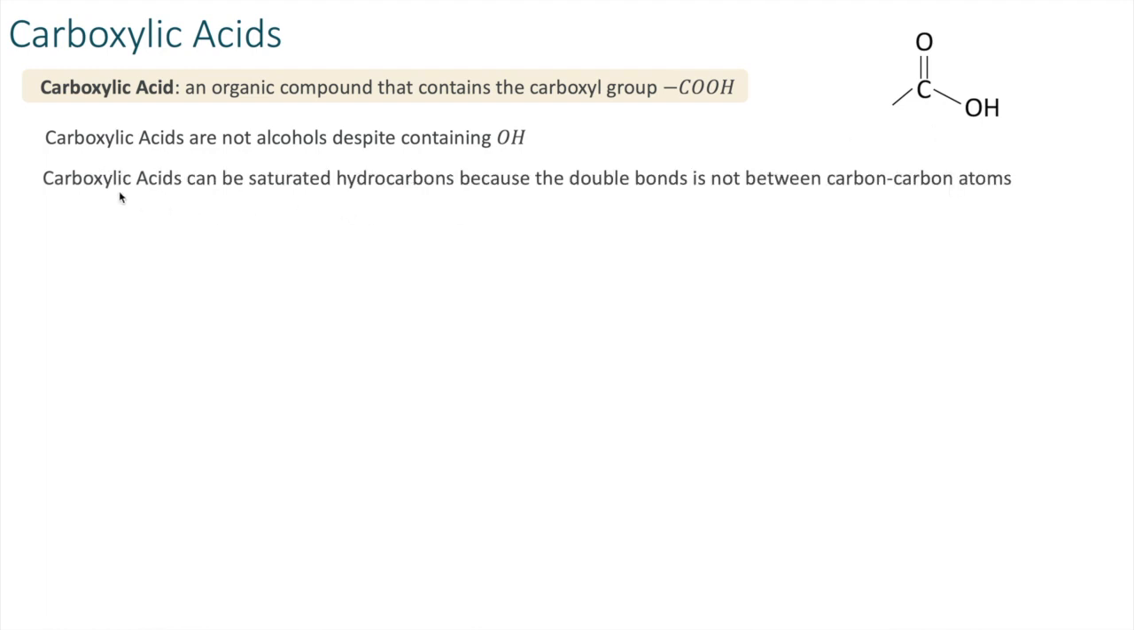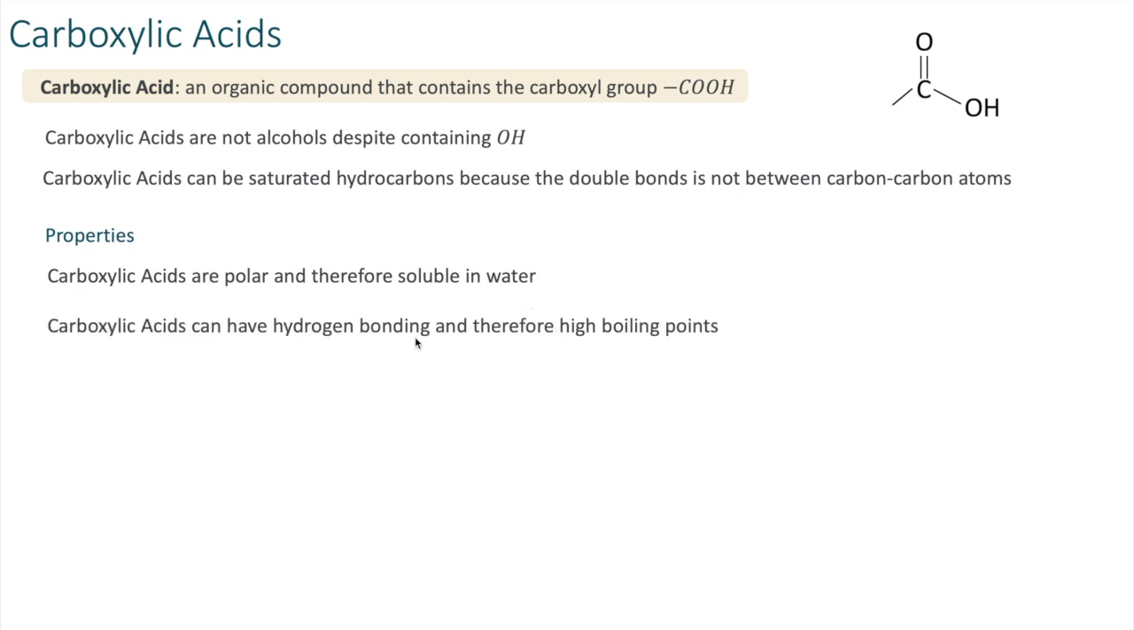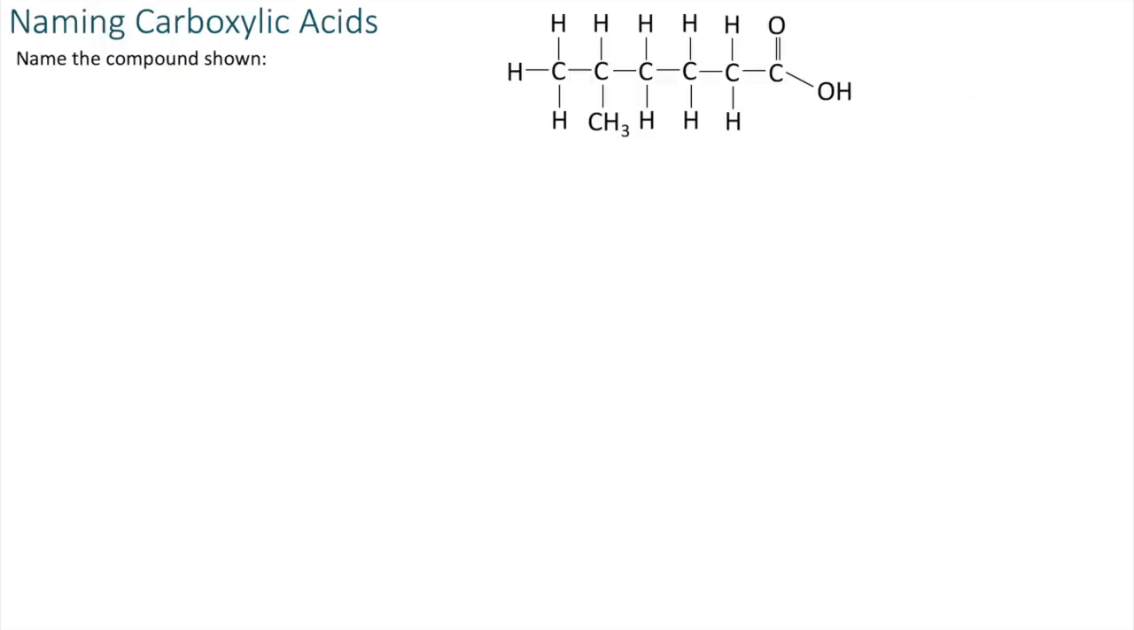Now, carboxylic acids can be saturated hydrocarbons because the double bond is not between carbon atoms. This double bond is occurring between an oxygen and a carbon, and over here we could have a bunch of hydrocarbons that are all single bonded, or a long carbon chain with single bonds. So it can be saturated. Properties of carboxylic acids: they are polar, and therefore they're soluble in water, and they have hydrogen bonding, and therefore will have higher boiling points.